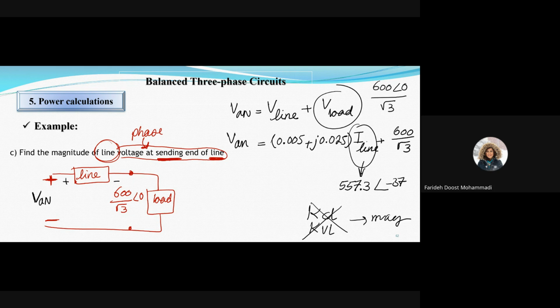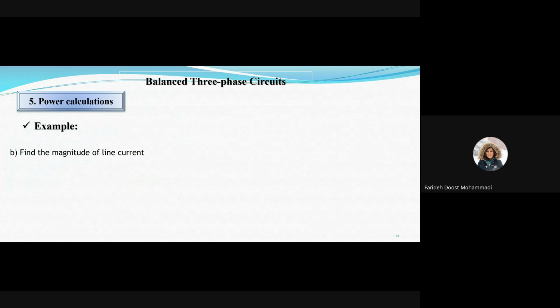Anyway, if we plug in what we found for the line current here, we can simply calculate VAN, which is going to be 357.51 with an angle of 1.57 degrees. Now, this is the phase parameter. Whenever you have the single-phase diagram, anything you calculate is going to be a phase parameter. So now you need to convert it into a line parameter.